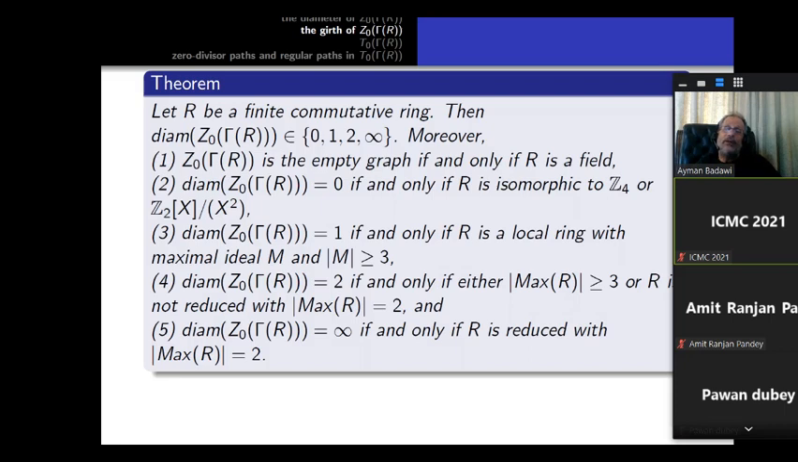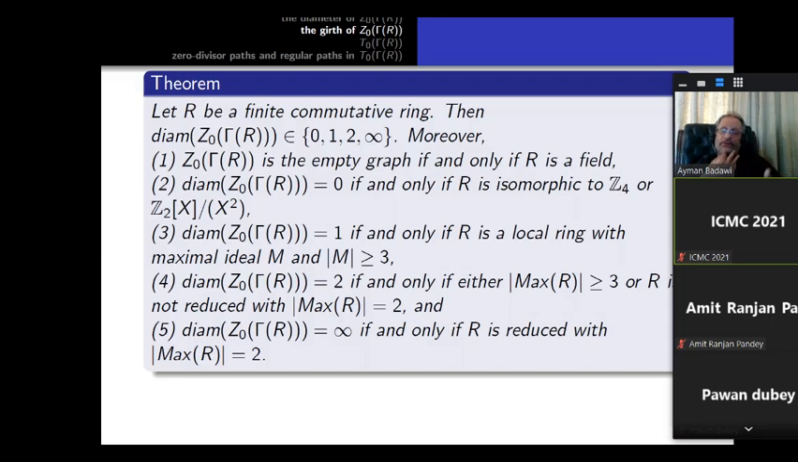What about if the diameter of Z index by 0 is 1? If and only if R is a local ring with maximal ideal M, and the number of elements of the maximal ideal is bigger or equal to 3. The diameter of Z index by 0 is 2 if and only if the number of maximal ideals is bigger or equal to 3, or R is not reduced and the number of maximal ideals is 2. And the last one, what about if the diameter is infinity?